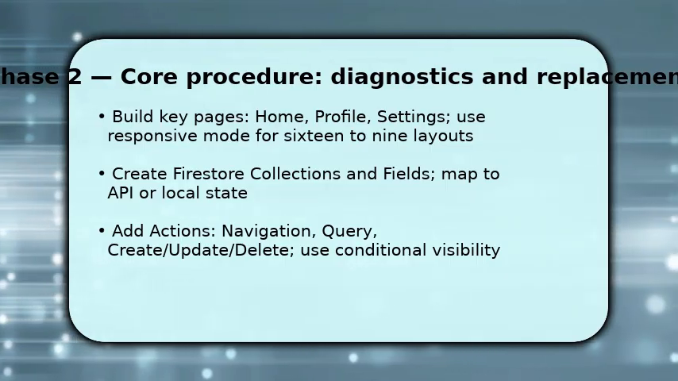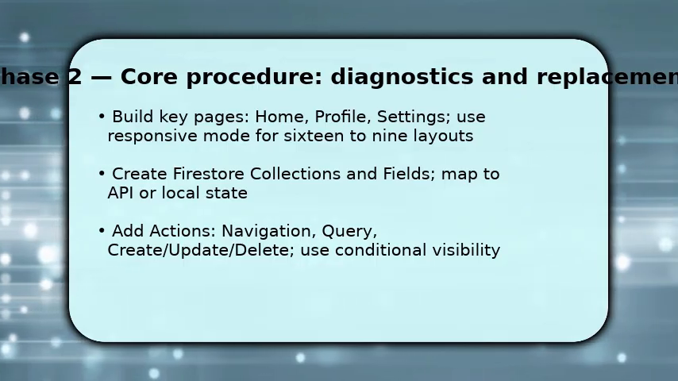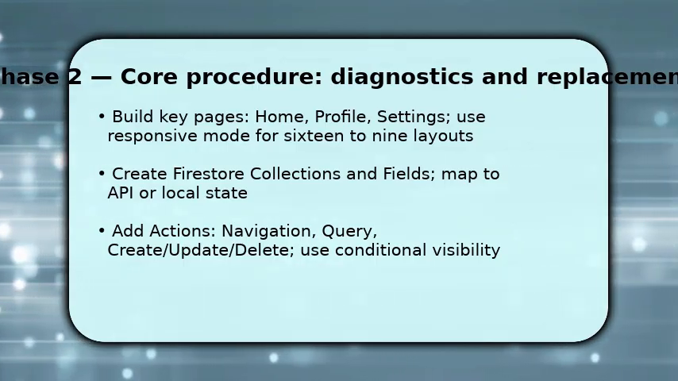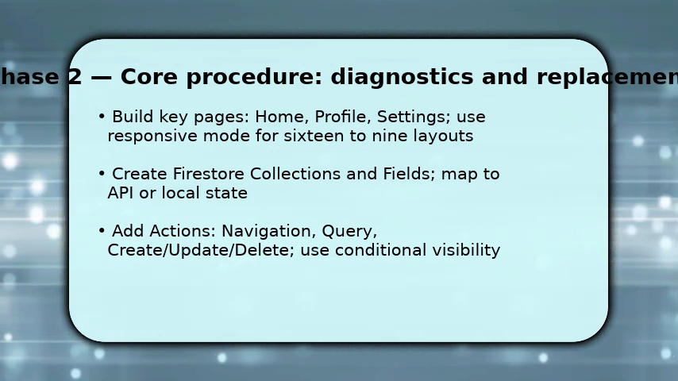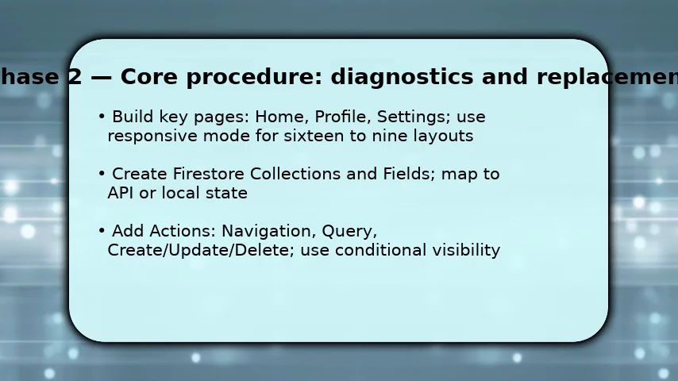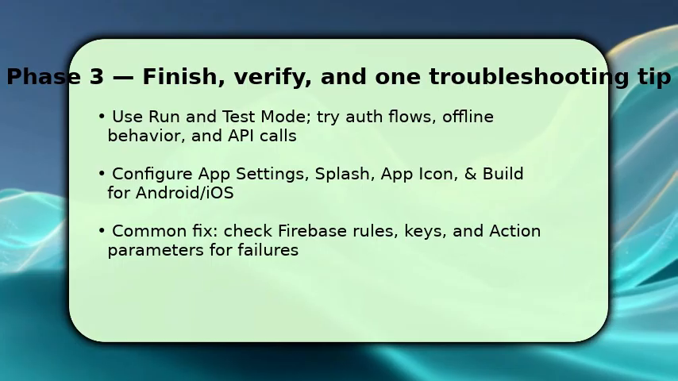Once data exists, add actions, navigation, queries, and CRUD operations, and use conditional visibility to show or hide elements. Make sure to test each action flow, because early validation prevents complex bugs later. You finish by thoroughly testing and building the project for release.